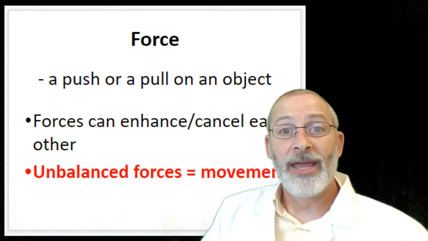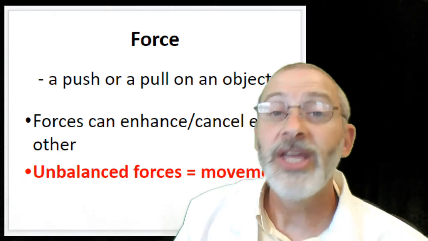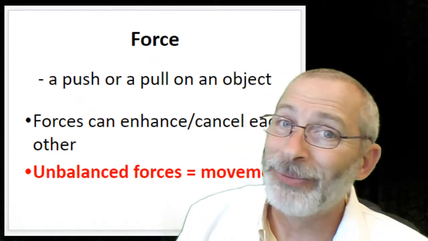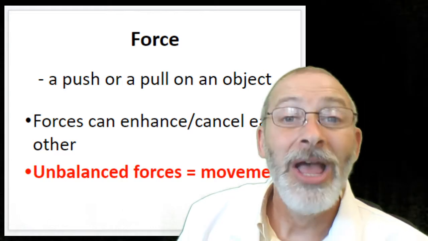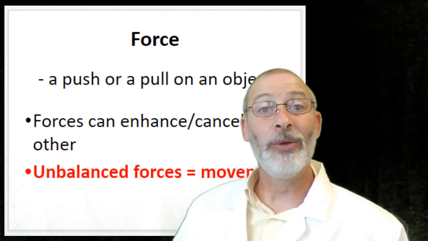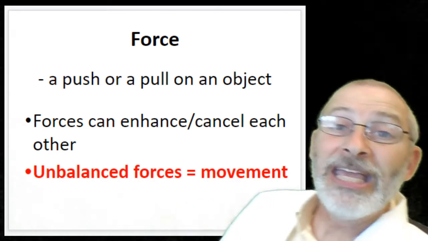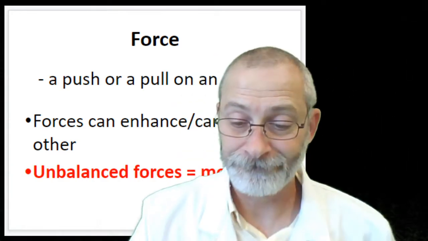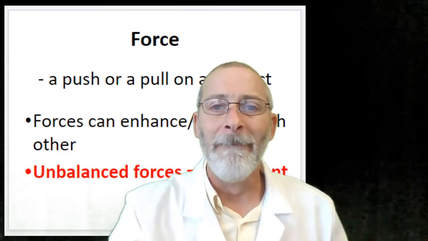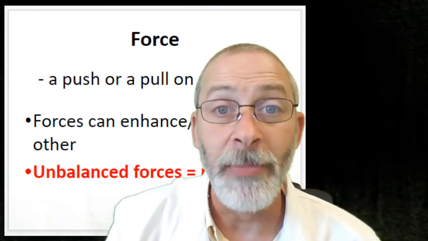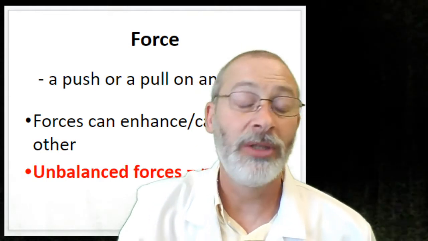I was applying a greater force than Slim was applying. And since Slim wasn't applying really any force whatsoever, my force was greater. It was an unbalanced force. And as a result, he moved in my direction. So unbalanced forces result in movement or motion, which is what last week's topic was all about.